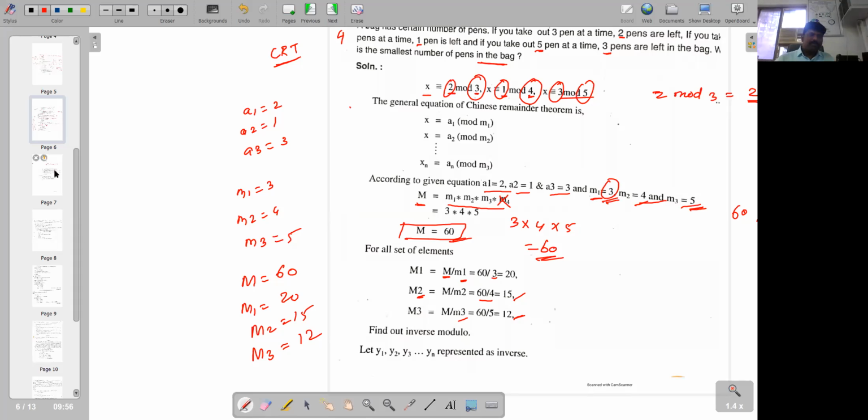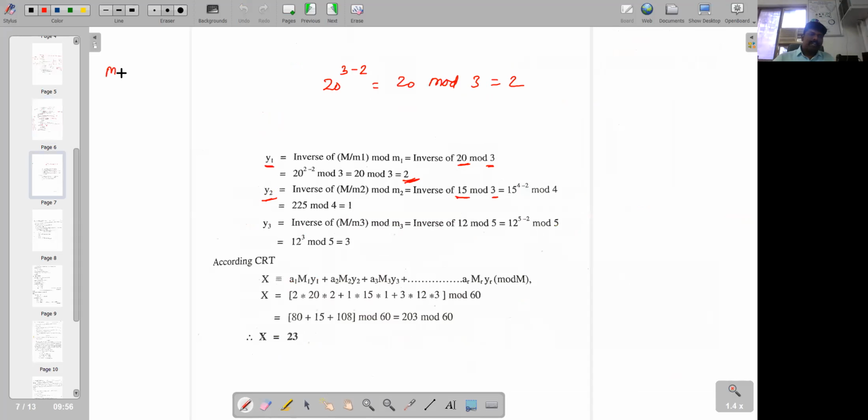M1 is equal to 3, M2 is 4, M3 is 5. So here, 15 power m2 minus 2. The m2 value is equal to 4. So 15 power 4 minus 2 gives 15 squared. So 15 into 15, we'll get 225. 225 mod 4, we'll get the result 1.